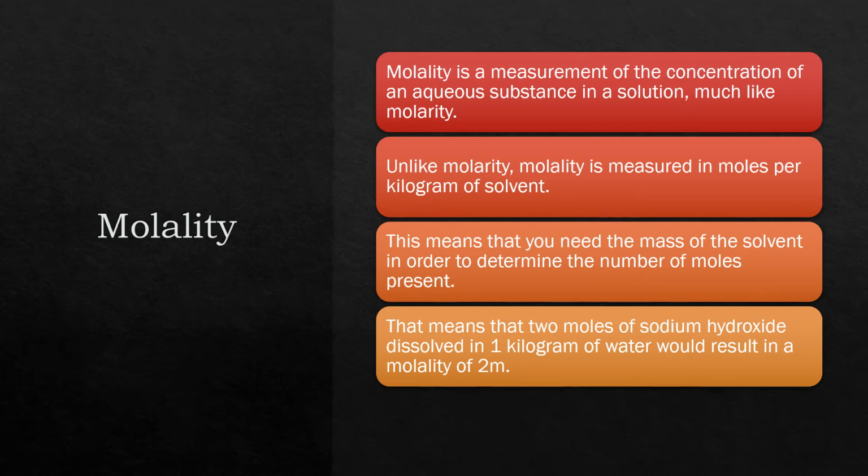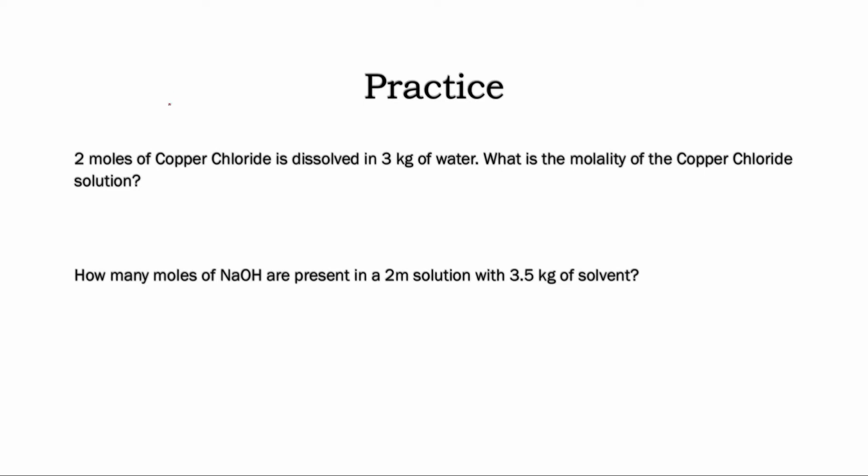We'll discuss the reasons for this in a bit, but for now, let's look at how to use molality in conversions. The units of molality are moles of solute per kilogram of solvent. So the first problem says that 2 moles of copper chloride are dissolved in 3 kilograms of water. What is the molality of the copper chloride solution? So remember that the units for molality are moles of solute, so in this case that'll be copper chloride, per kilogram of solvent, which in this case is water.